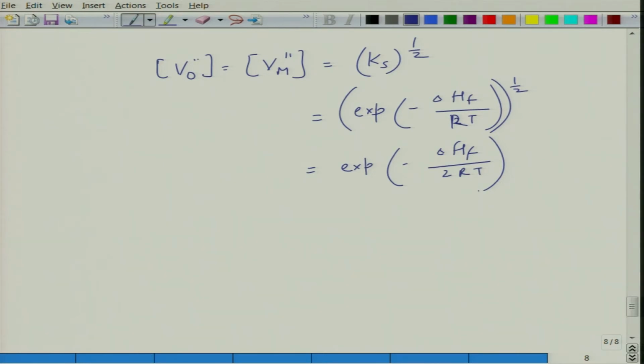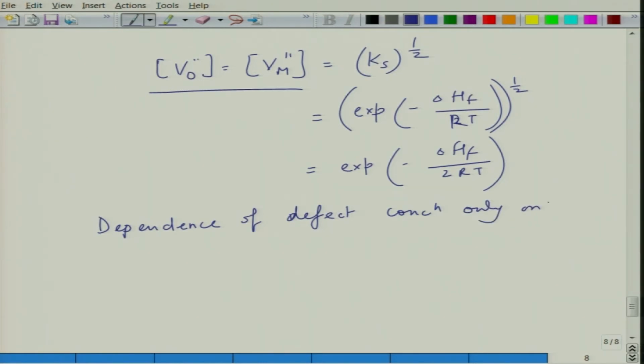So, this is what we got from thermodynamics as well when we calculated the concentration, right. So this is delta Hf divided by 2kT. We can see in this case that Vm and Vo, the dependence of defects, is only on temperature. Despite being an oxide, it does not depend upon the partial pressure of oxygen. There is no partial pressure of oxygen playing a role here.